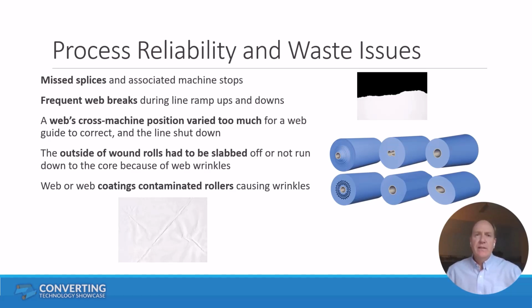Certain webs, the wound rolls were of such poor quality that the outer portions of the roll might have to be cut off or slabbed off in order to get to a part of the roll that was runnable, or on the other end, down near the core, the web was unrunnable. And then frequent negative interactions of webs with rollers where coatings or adhesives or fibers or dust would be deposited onto rolls, creating wrinkles and other issues.